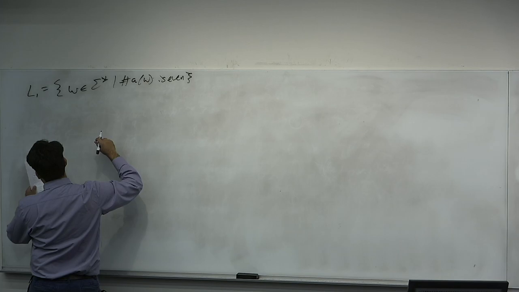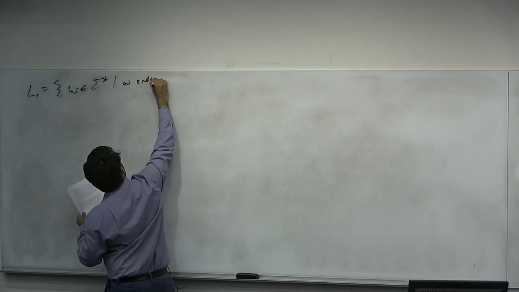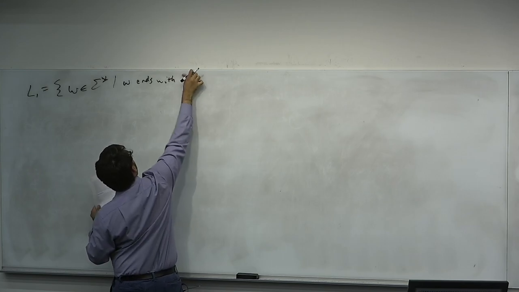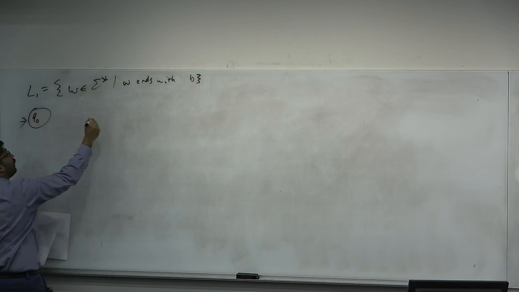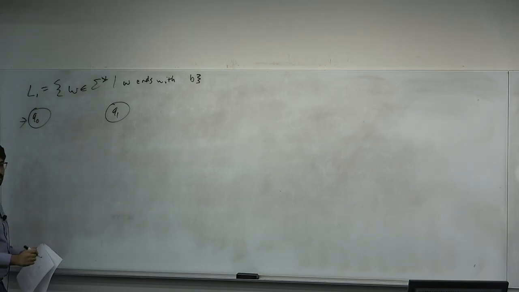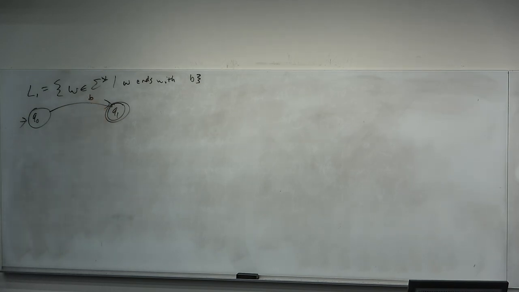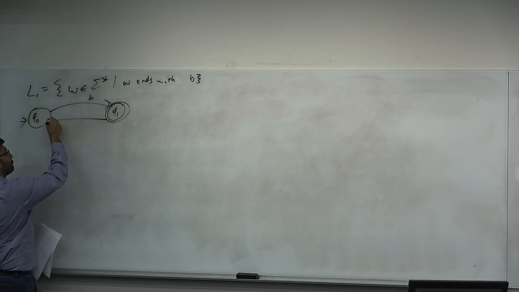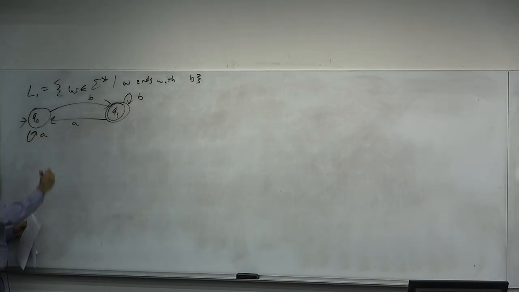So let's do L1 is the set of w in sigma star that end with a B. What is the DFA for this? Let's call the states Q0 and Q1. If we see a B, we're going to go to Q1. What's the rest of the transitions for this DFA? If you see an A, you go back to Q0, and if you see a B in Q1, you stay in Q1. And if you see an A in Q0, you stay in Q0. Exactly. If you see a B, great, until you see an A, then not great. But if you see a B, get prepared to end.